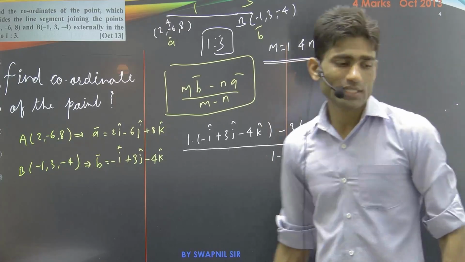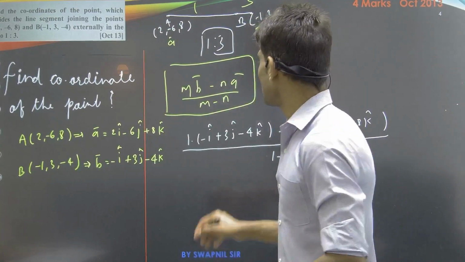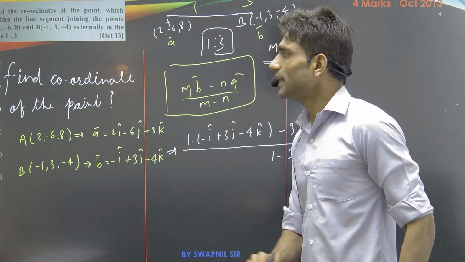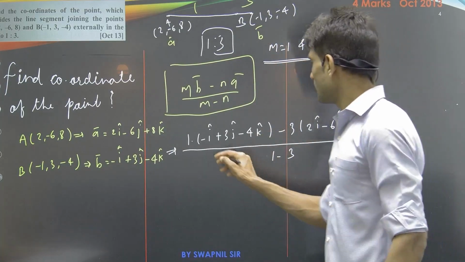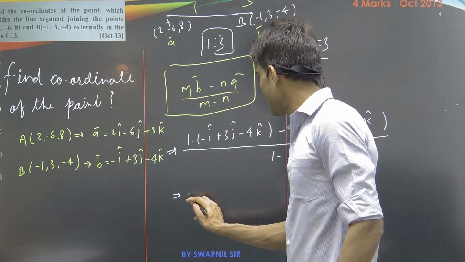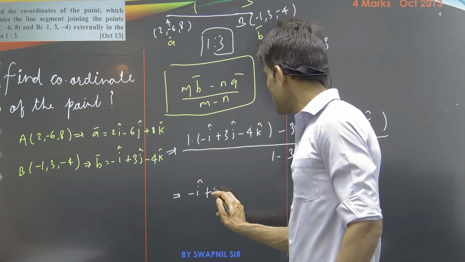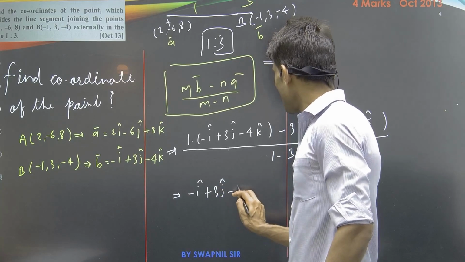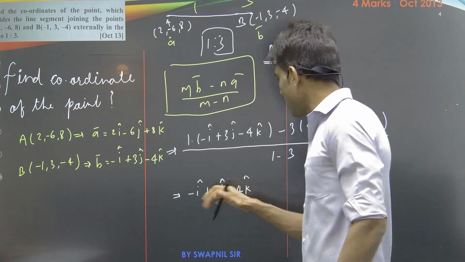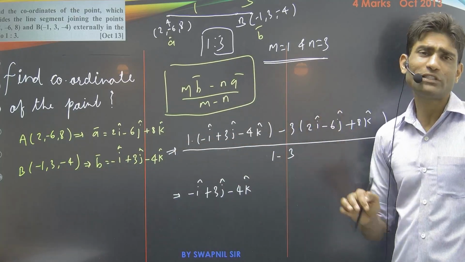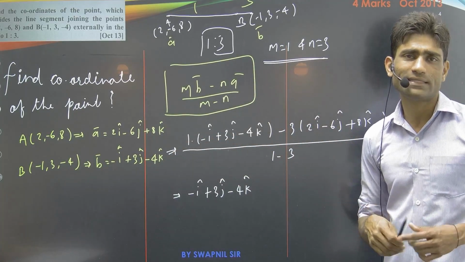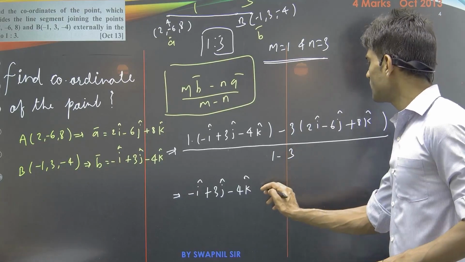This is the section formula for external division, which I have just applied. Now go for the calculations. My next step will be minus i cap plus 3 times j cap minus 4 times k cap. I kept the first position vector as it is, because 1 multiplied by any position vector leaves that position vector itself. Minus 3 times.